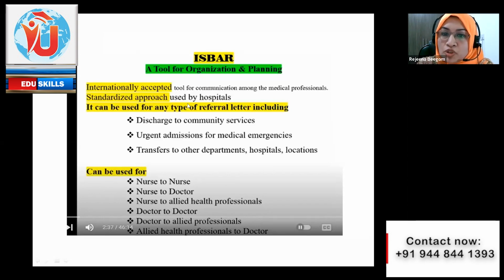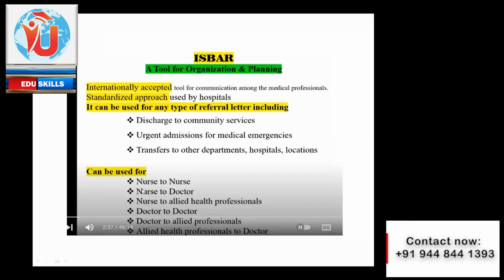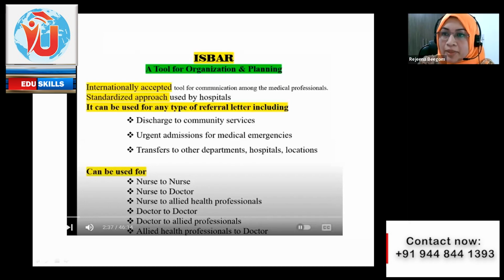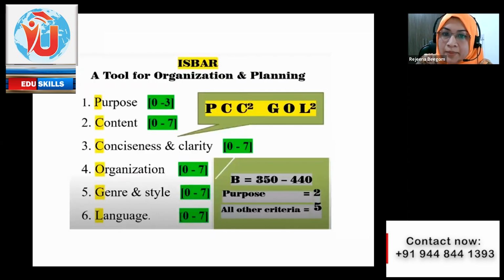It is a standardized approach used by hospitals, and it can be used for any type of referral letter, discharge letter, or whatever the type of letter is. We can use ISBAR for writing, and it can be used among nurses to nurses, nurses to doctors, doctors to doctors, or nurses to allied healthcare professionals. Whoever it is, we can use ISBAR in order to make our score better.